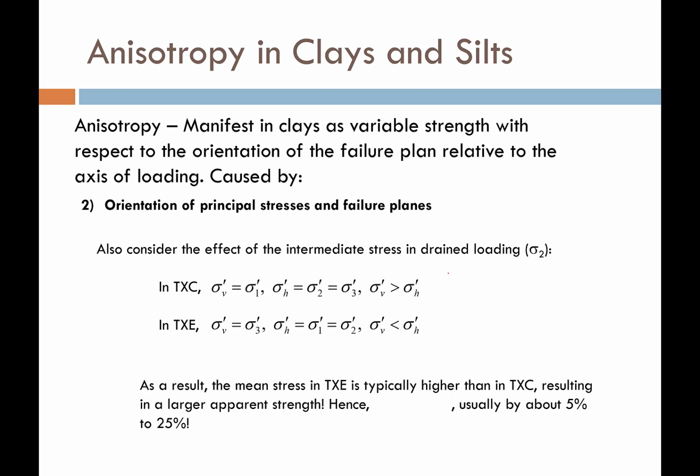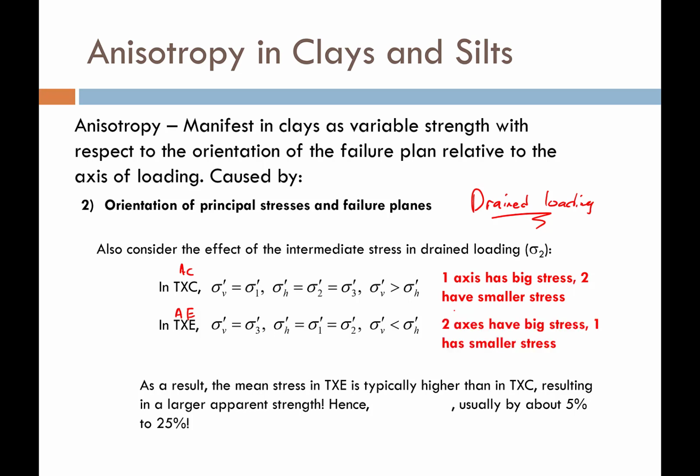For triaxial compression, or axial compression, the vertical stress is the major principal stress, and the horizontal stresses we're going to call sigma 2 and sigma 3. Remember, all these have primes next to them because we're talking about drained loading. Now, in triaxial extension, the vertical stress is the smaller of the stresses, and the horizontal stresses are equal, and we'll call them sigma 1 and sigma 2 because they're the major principal stresses. So the vertical stress is less than the horizontal stress. For triaxial compression, one axis, the vertical axis, has the big stress and 2 of the axes on our cube have smaller stresses. For axial extension, 2 of the axes have the big stress, and 1 axis, the vertical one, has the smaller stress.